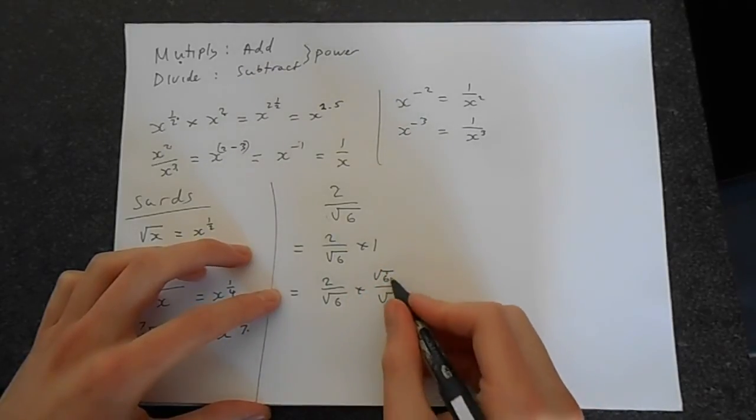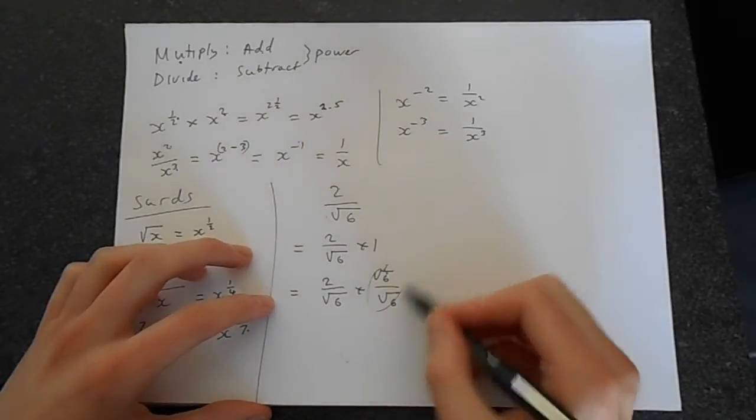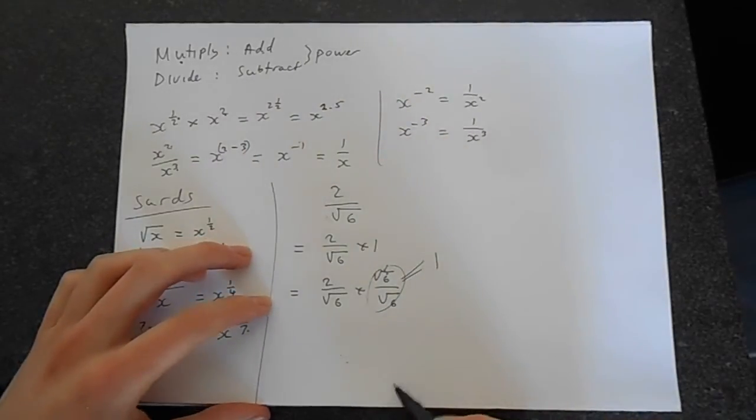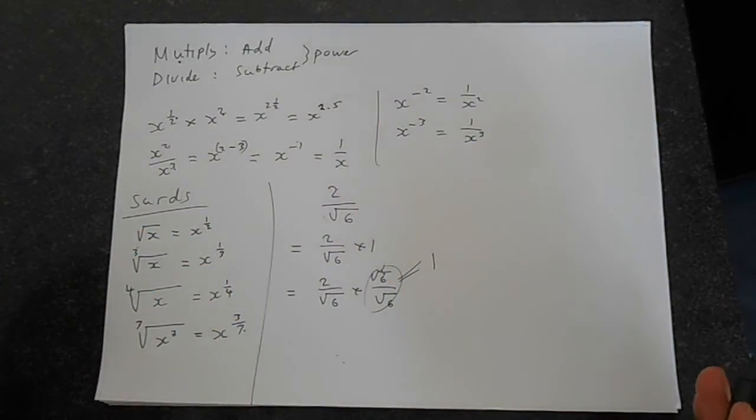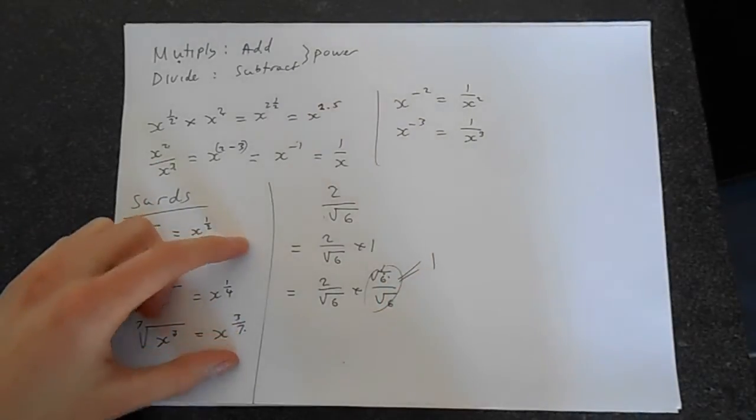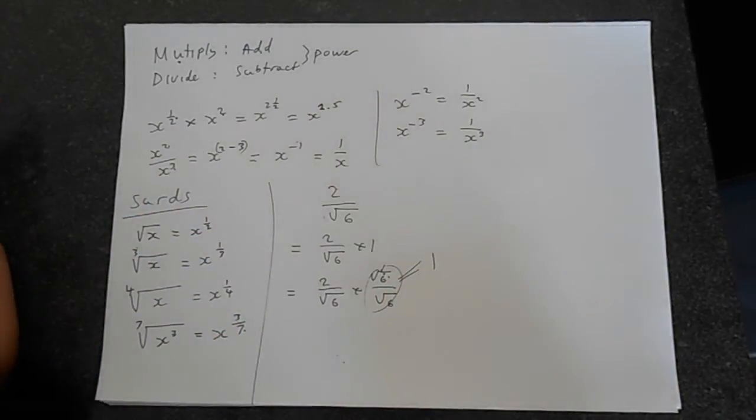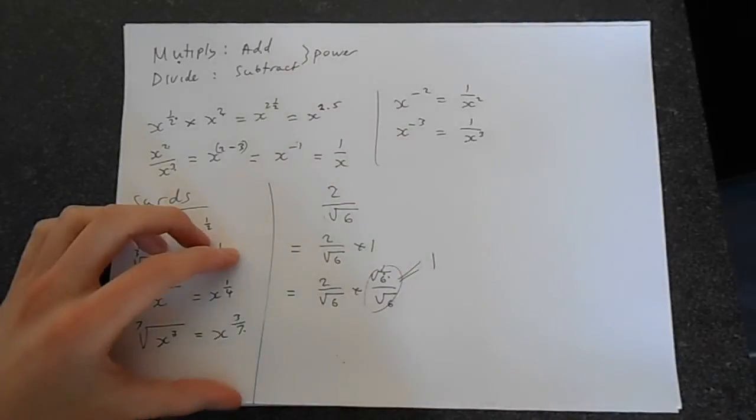And 2 over root 6 times root 6 over root 6. Well, what's anything divided by itself? It's 1. This thing here is just 1. All we've done is multiply by 1. We haven't changed anything. That's why root 6 over root 6, you can multiply anything by that and do nothing, because it's multiplying by 1.